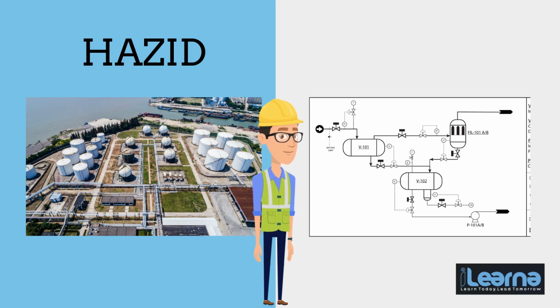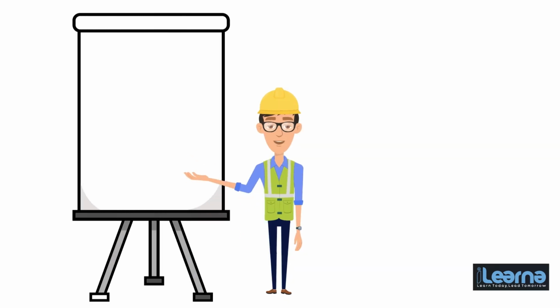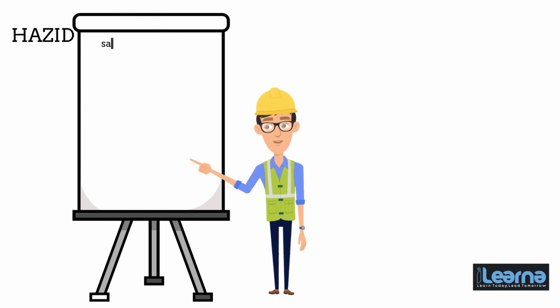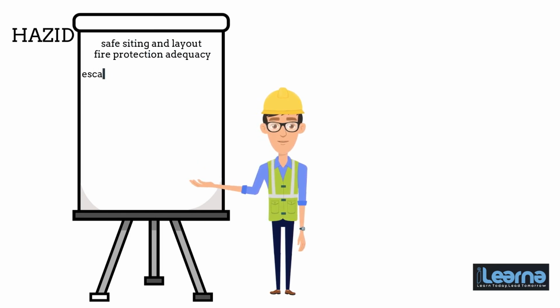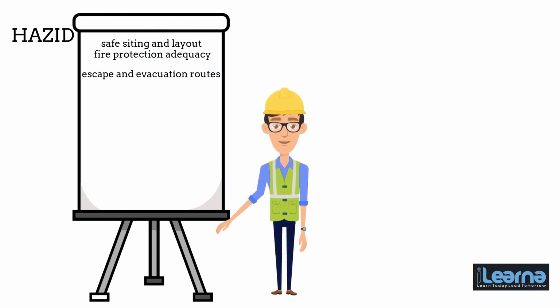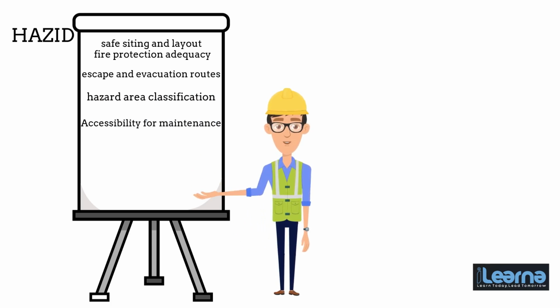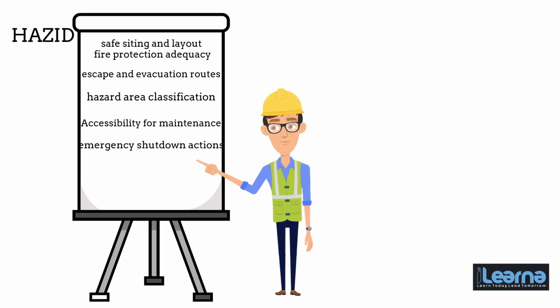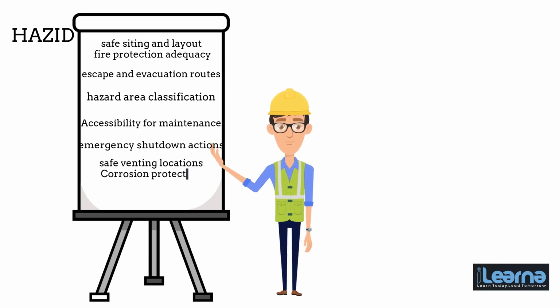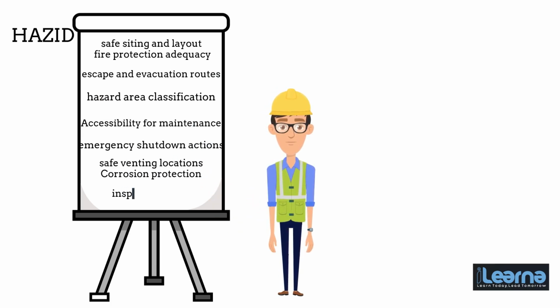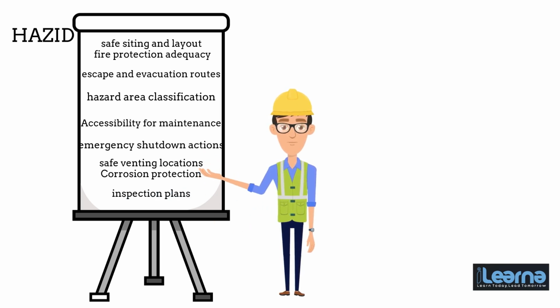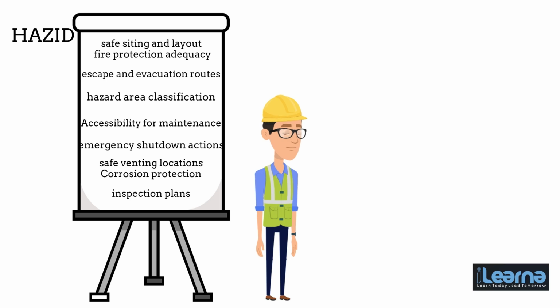Next, let's look at the main areas of concern for each study. For HAZID, the focus is on safe siting and layout, fire protection adequacy, escape and evacuation routes, hazard area classification, accessibility for maintenance, emergency shutdown actions, safe venting locations, corrosion protection, and inspection plans. These areas are typically identified through team discussions and brainstorming.